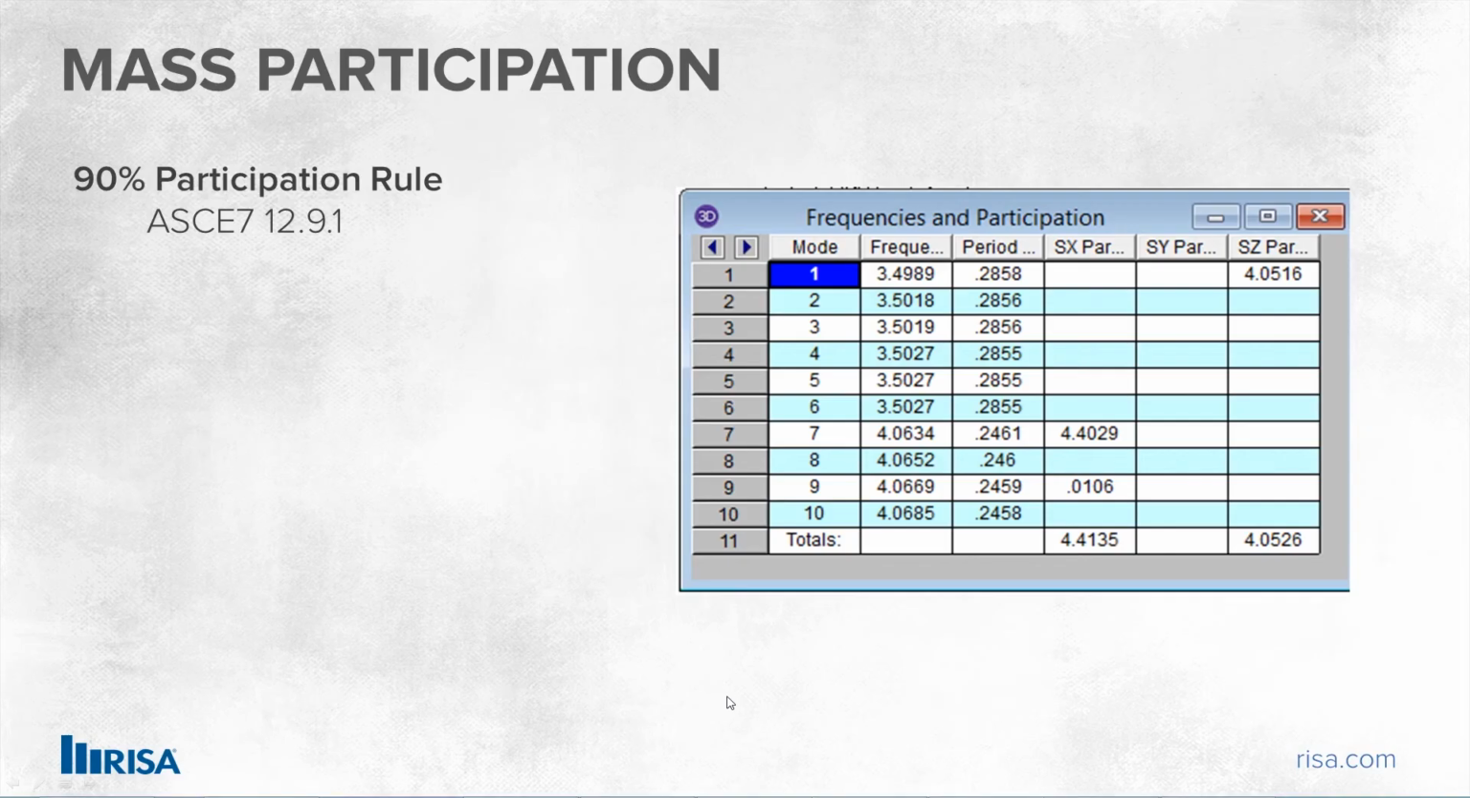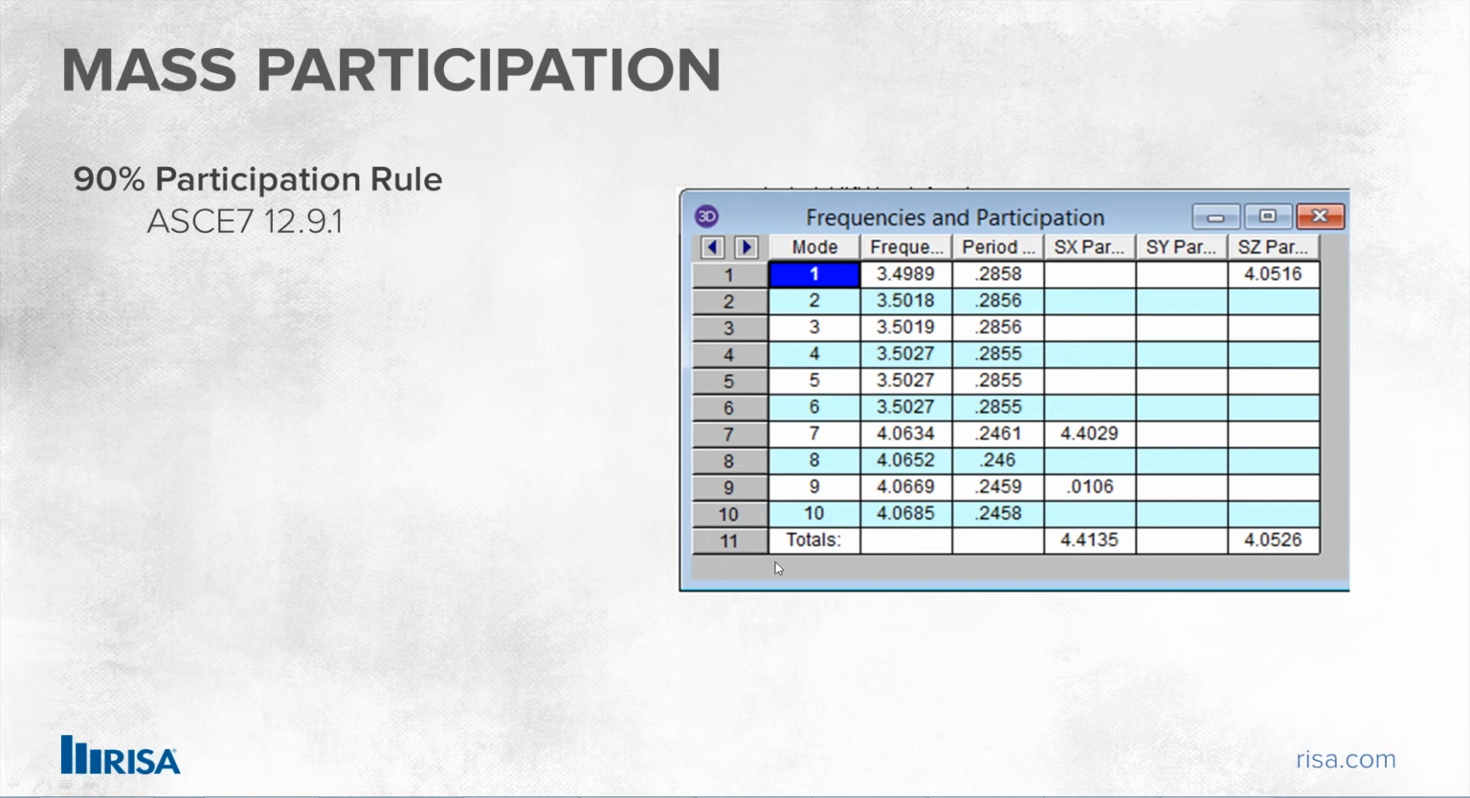I want to talk about troubleshooting different models and understanding what to do when things aren't as you anticipate. First, let's talk about mass participation. We talked a lot about the 90% participation rule and getting that per ASCE 7. What we're trying to do there is see that we can get a summation based on the code requirement. Looking at this quick screenshot, we can see I've got 10 modes and I don't hit that 90%.